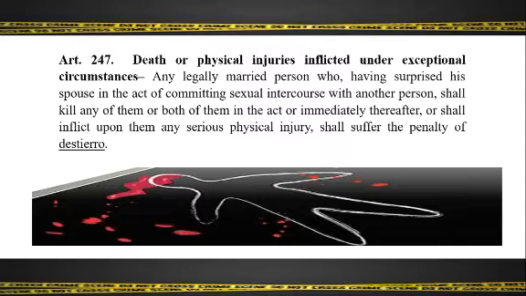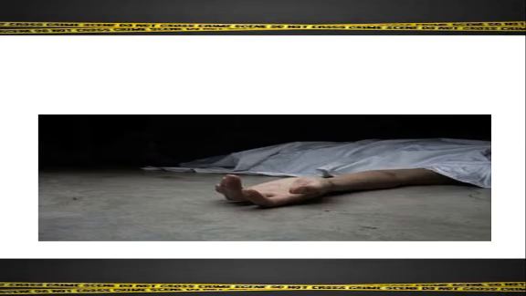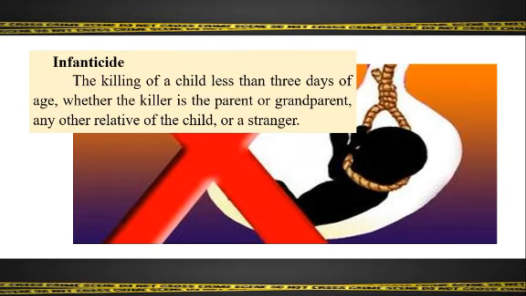So, since earlier it was said there is a penalty of destierro, now, what is destierro? It is prohibition to enter the place or places designated in the sentence nor within the radius therein specified, which shall not be more than 250 and not less than 25 kilometers from the place designated. Next, infanticide. Article 255 on infanticide: the killing of a child less than 3 days of age, whether the killer is the parent or grandparent, any other relative of the child, or a stranger.